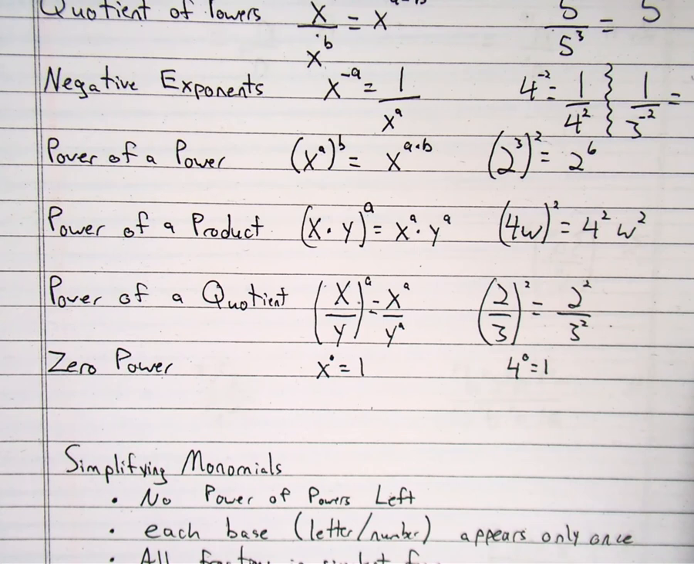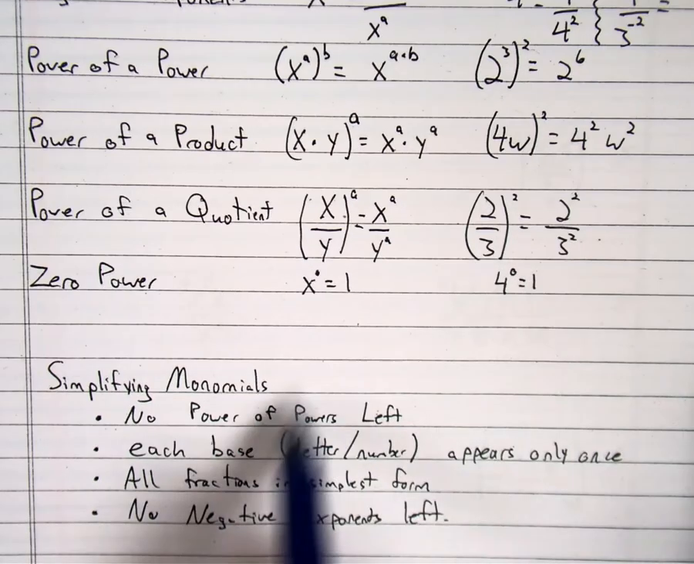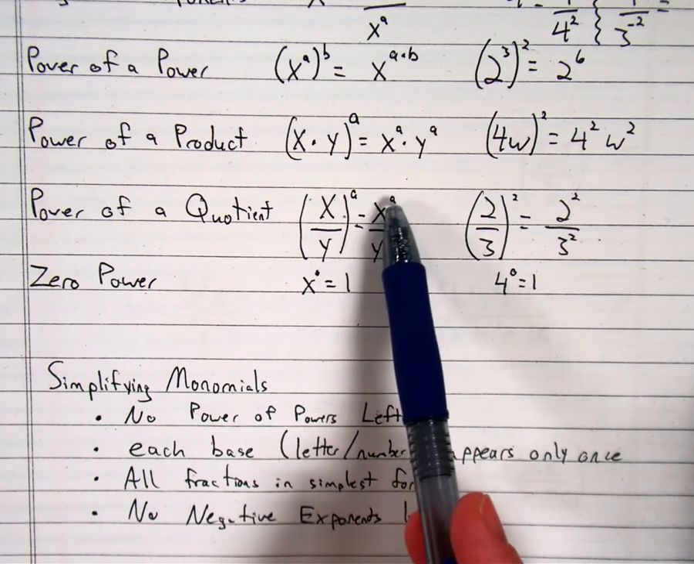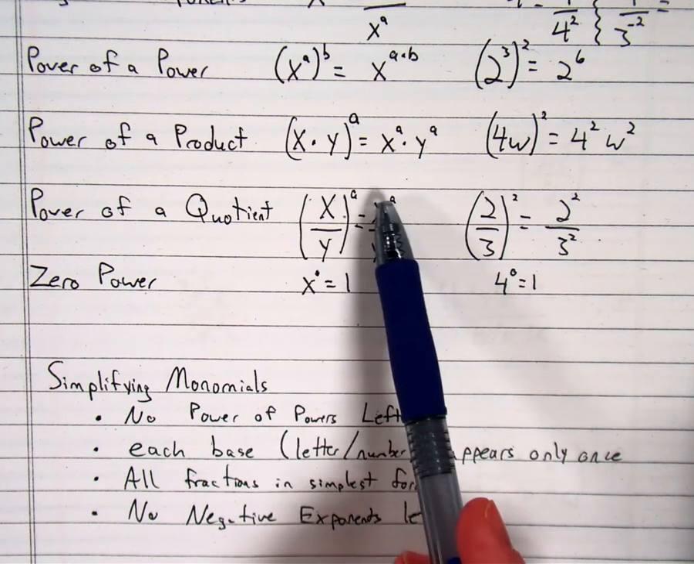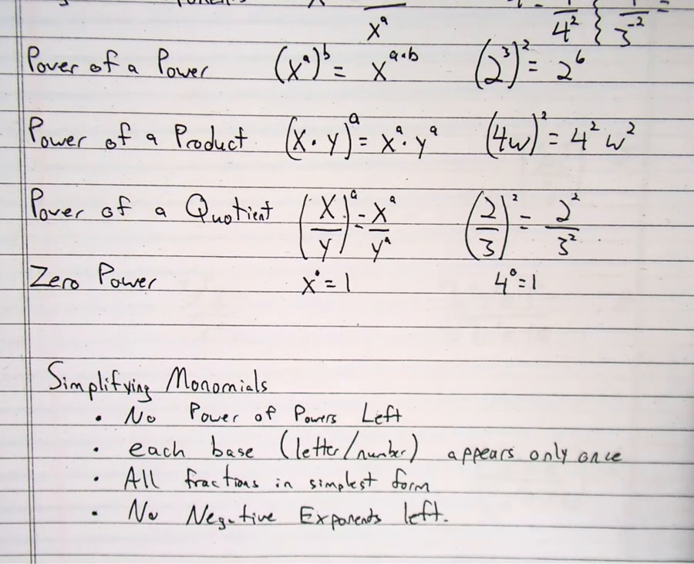Same thing when it's power of a quotient. x over y to the a power. If it's all multiplication and division, then we can push that into each piece: x to the a power and y to the a power. We've got 2/3 squared. So 2 squared over 3 squared, that's going to be 4/9.